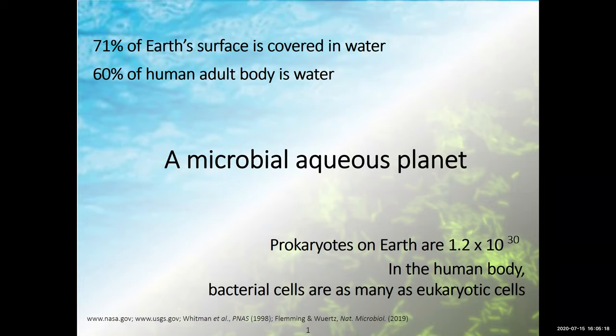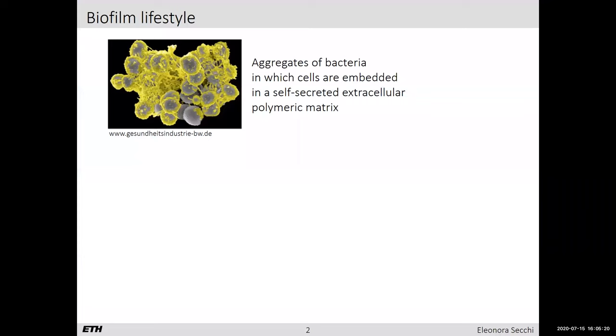And some of the bacteria can be found in the planktonic state, a free-living lifestyle, basically the one that was studied in bulk so far. While the most adopted lifestyle is the surface attached. And when they are in the surface attached lifestyle, they form biofilms. Biofilms are defined as aggregates of bacteria in which cells are embedded in a self-secreted extracellular polymeric matrix.